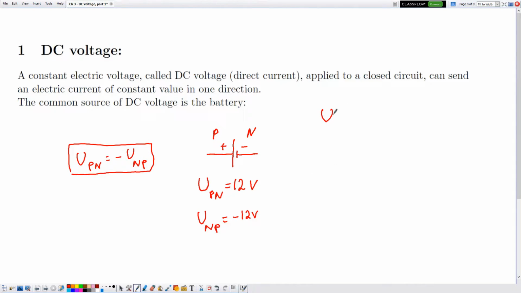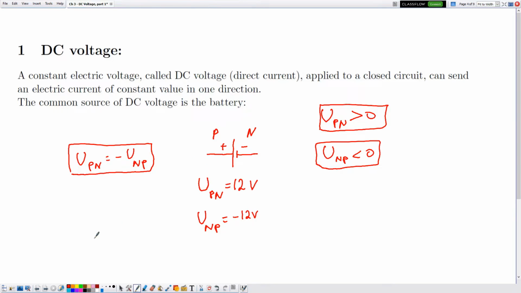Therefore, whenever we are measuring the voltage from the positive pole to the negative pole, this voltage will be positive. This is as a general rule. And whenever we are measuring the voltage from the negative pole to the positive pole, this voltage will be negative. Then this is it for the battery or the DC voltage.